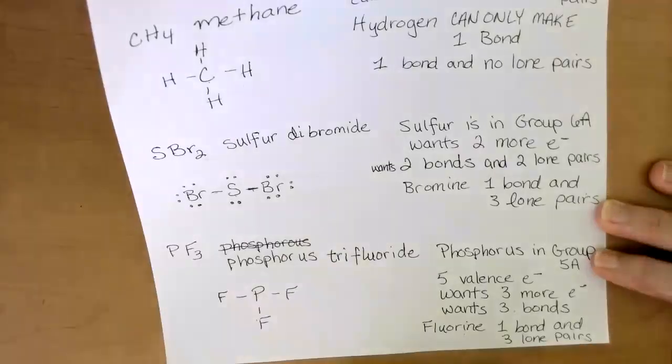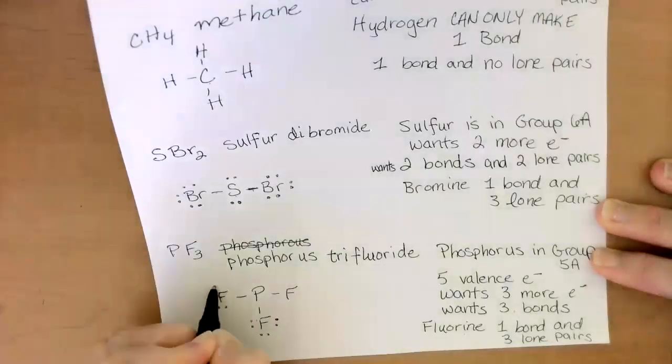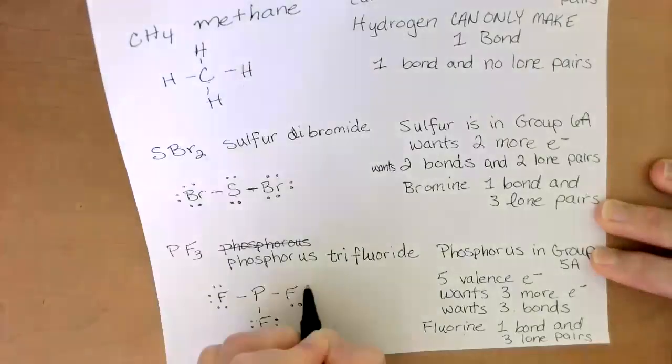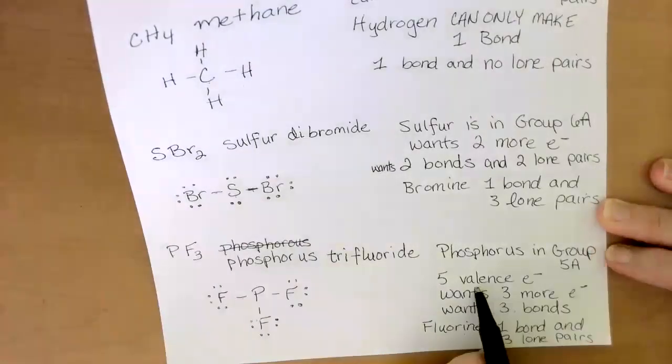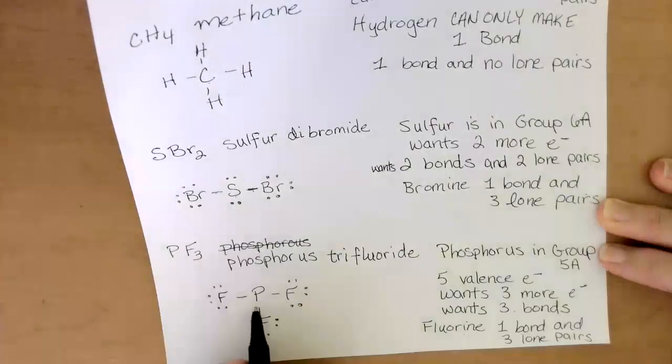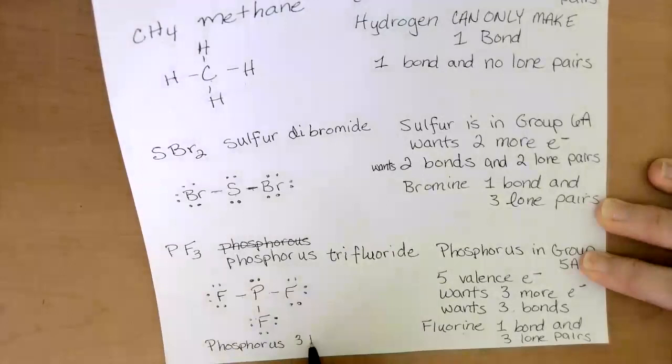I'll now fill in the extra valence electrons. The fluorine atoms, they've used 1 of their 7 original valence electrons to form the bonds with phosphorus. That means they still have 6 remaining valence electrons that need to be drawn in. The phosphorus atom is in group 5A. He has 5 valence electrons. So far, this guy's only shared 3. That means numbers 4 and 5 need to be drawn in as 1 lone pair. So phosphorus, like nitrogen, who's above him on the periodic table, is going to form 3 bonds and 1 lone pair.